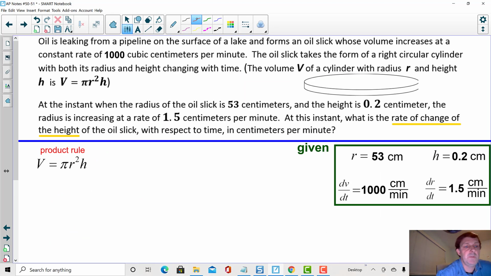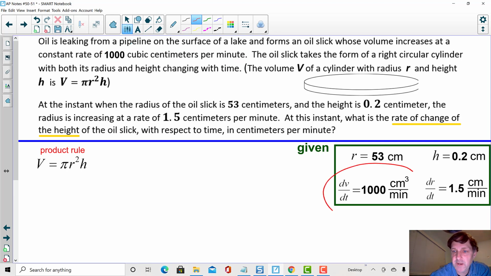Okay, this example is similar to the last one, except the r is going to be changing and the h is going to be changing as time changes. So there's no constant that we can plug in, and that's going to result in us having to do a product rule. Here it says oil is leaking from a pipeline on the surface of a lake and forms an oil slick whose volume increases at a constant rate of 1,000 cubic centimeters per minute. So the volume is increasing at that rate. So that's the V prime.